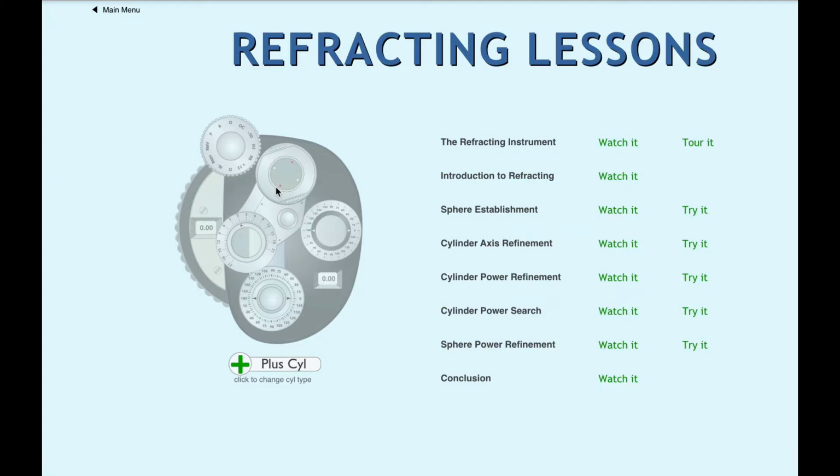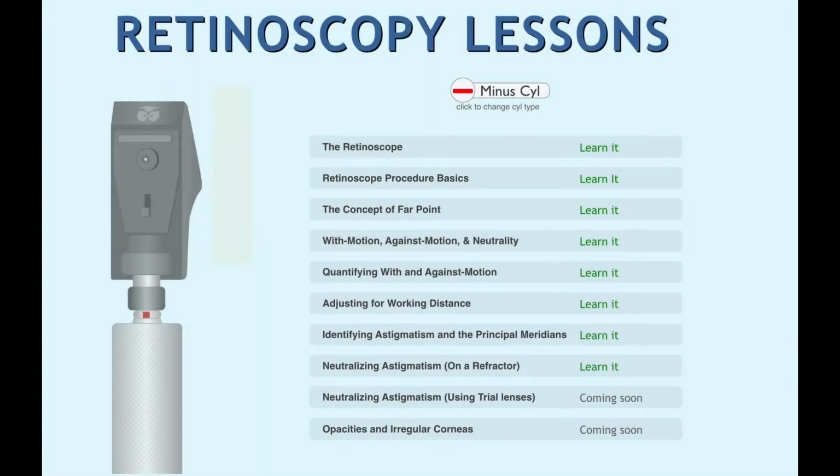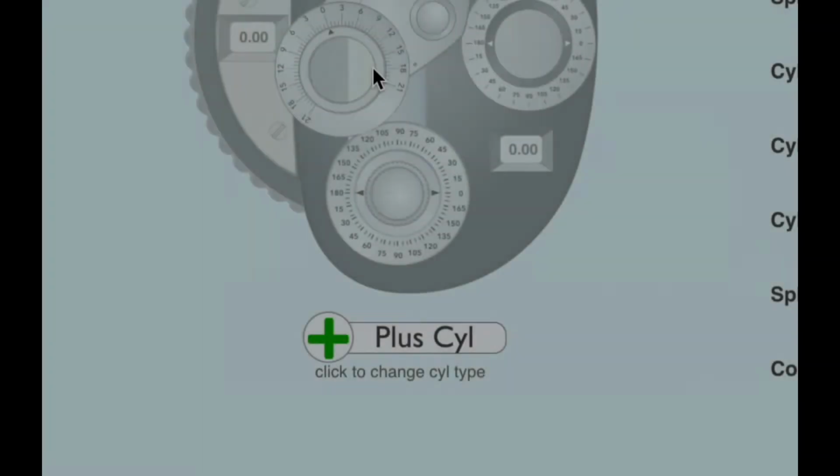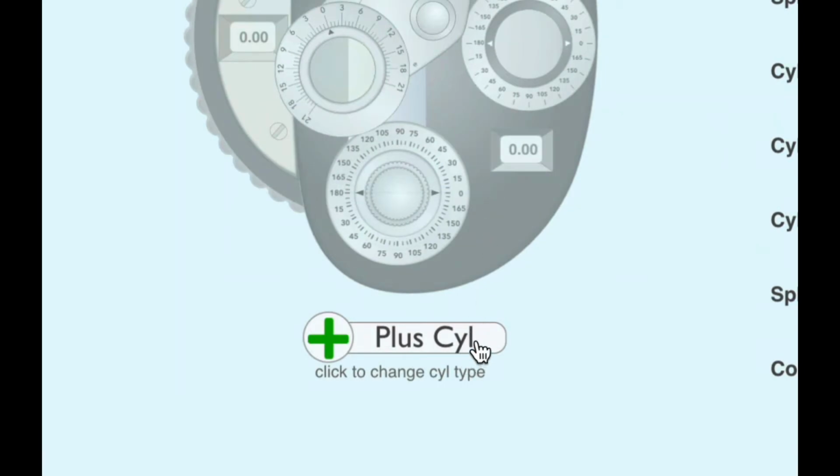The site contains very comprehensive tutorials for learning how to refract and how to perform retinoscopy. It also includes simulators enabling students to practice these skills until they master them. All tutorials and simulators are available in plus cylinder or minus cylinder options. When you start the tutorials, simply toggle the cylinder control to the one you expect to be using.